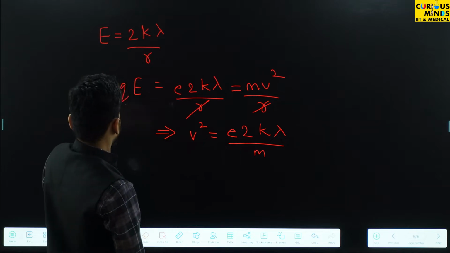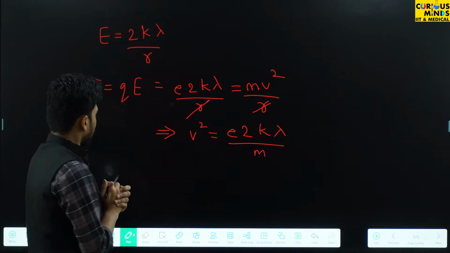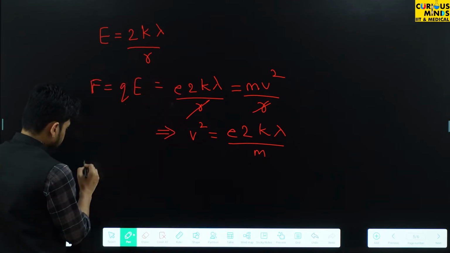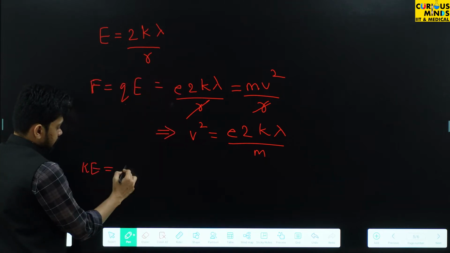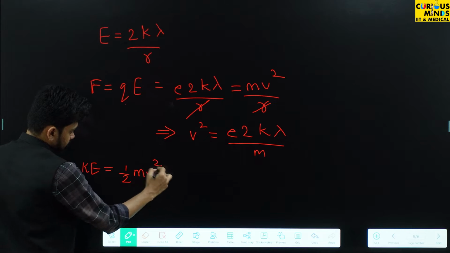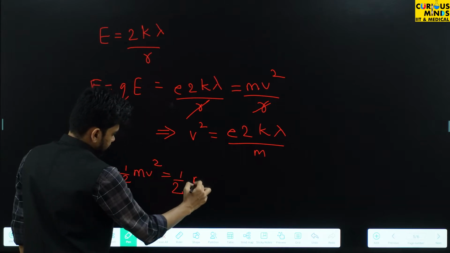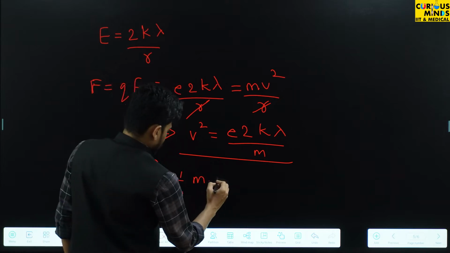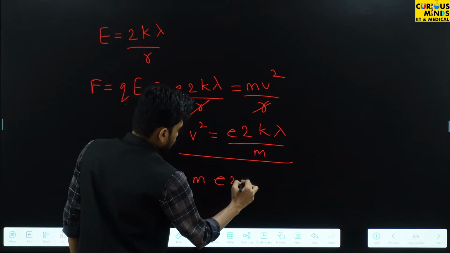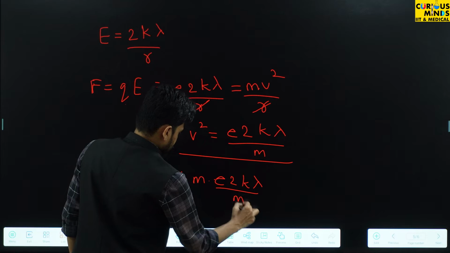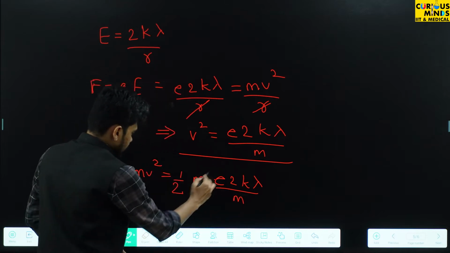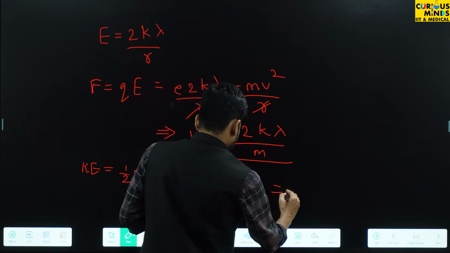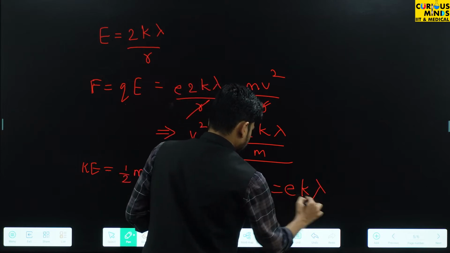Now, what is the thing that we are interested in calculating? We want to calculate the kinetic energy, which is nothing but half mv square, which is half m into, now this is what the expression for v square is, I'll be putting it here. So what do I get? It will be e into 2k lambda by m. Now things get a bit simplified. This m gets cancelled, this 2 gets cancelled. So what we get is e into k lambda.